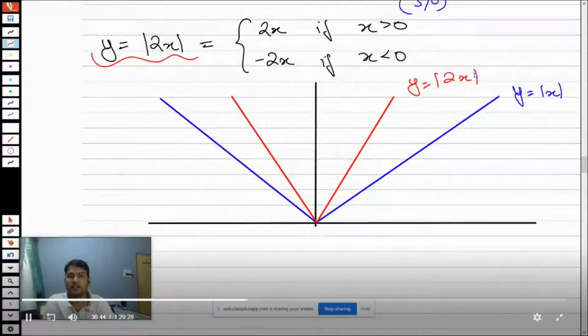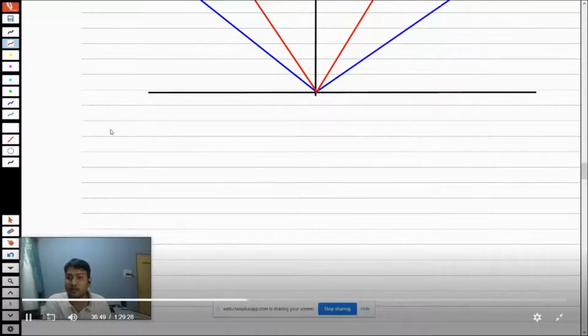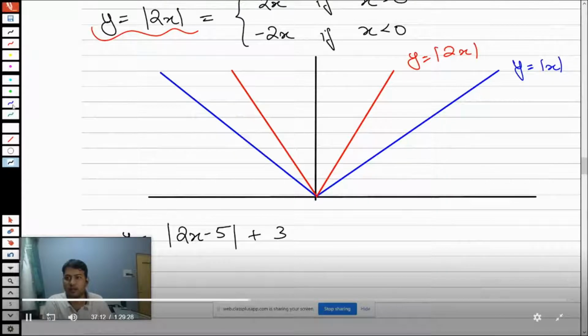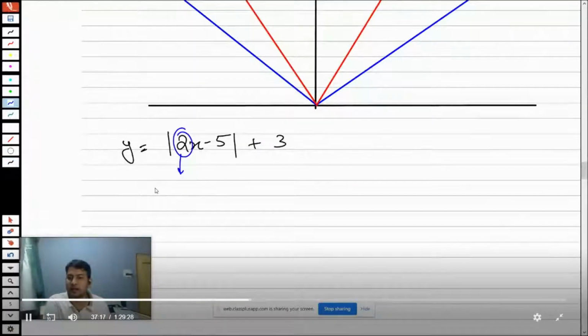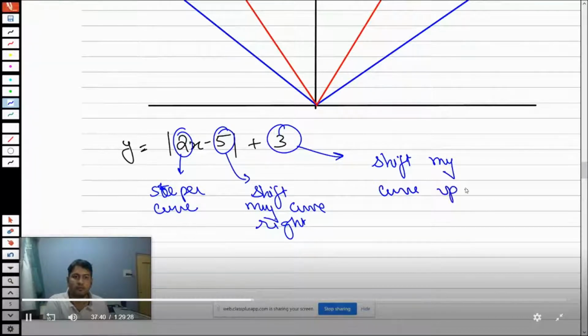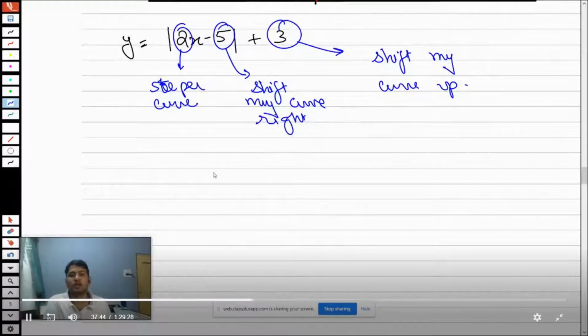Okay. So finally, we are ready with all the tools for modulus linear functions, at least. So suppose I'm interested in y equals mod of 2x minus 5 plus 3. I'll stick to that. Then what the 2 does is, I look at what everything does. This will basically make my curve steeper. This 5 will shift my curve right. And this 3 will shift my curve up. So it shifts my curve right, shifts my curve up, and makes it steeper.